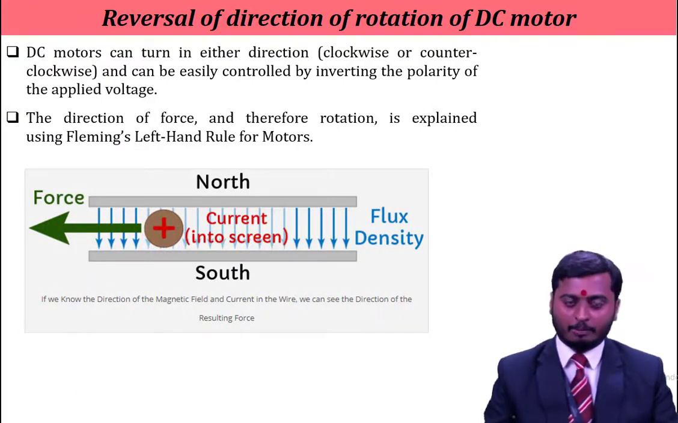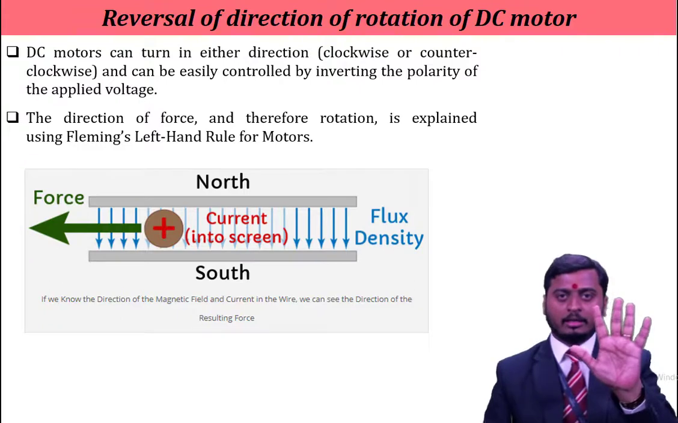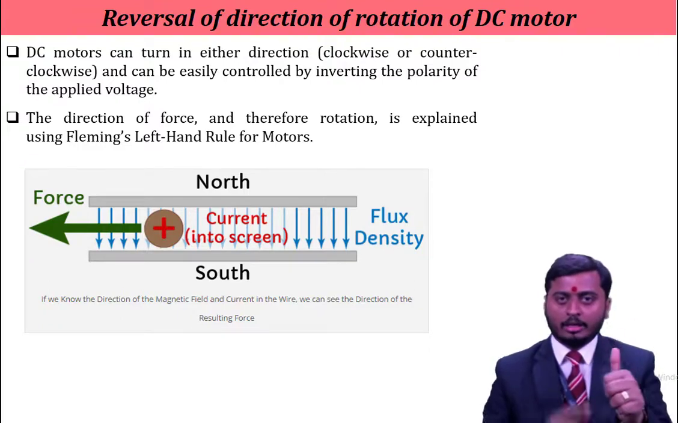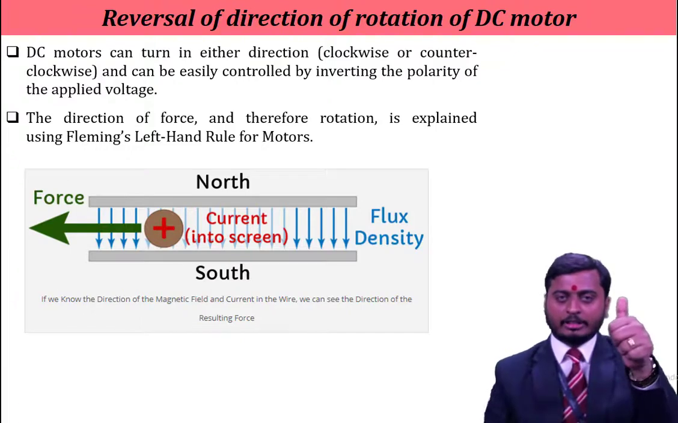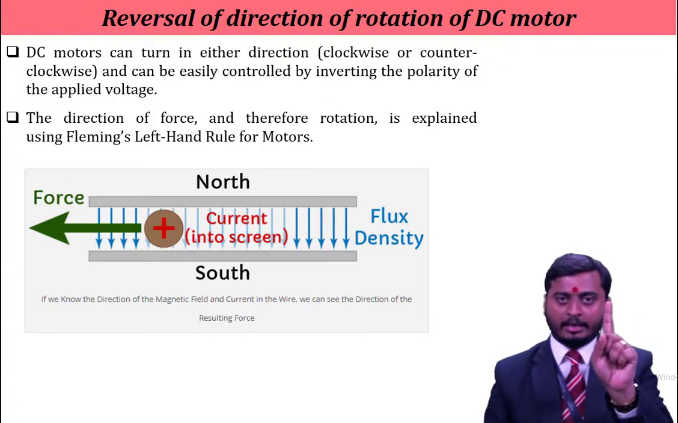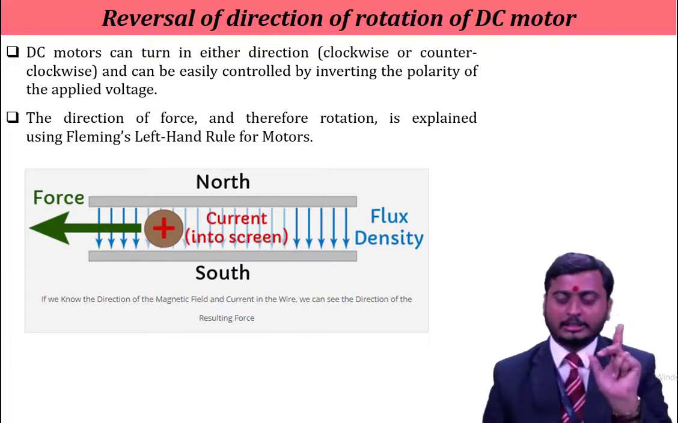Here we are going to apply Fleming's left hand rule. Why apply Fleming's left hand rule? This is because here we are going to use a DC motor. Now you know what Fleming's left hand rule is. So this is my left hand. This will be your F, this is B, and this is your I. F is the force, B is the magnetic field, and I is the current. So please try to apply this left hand rule to this figure.